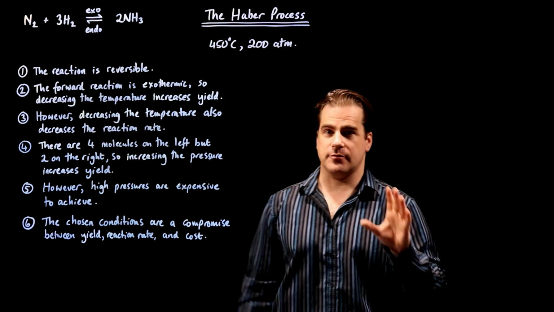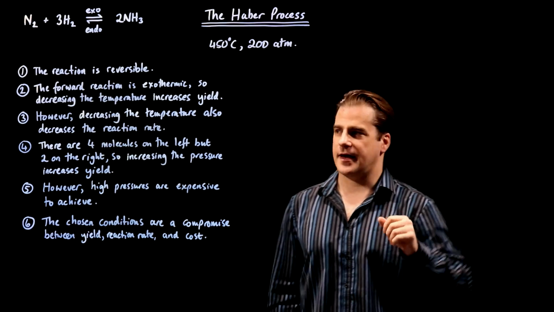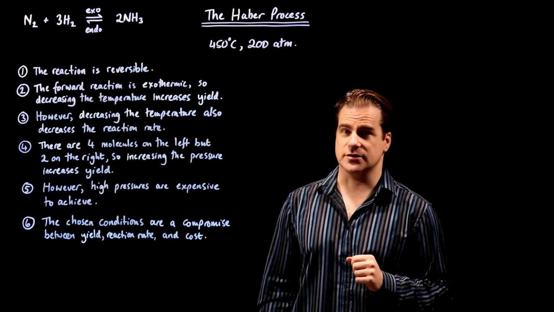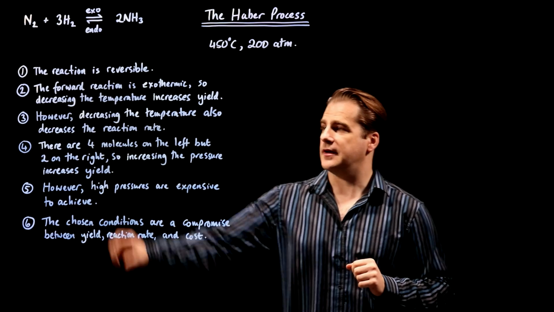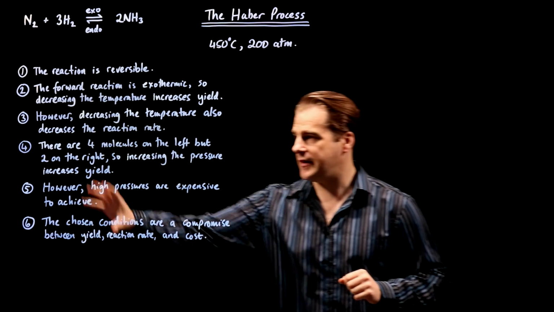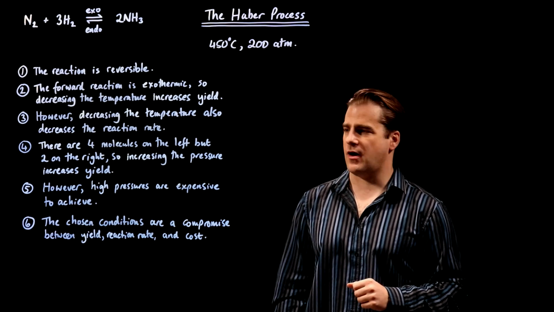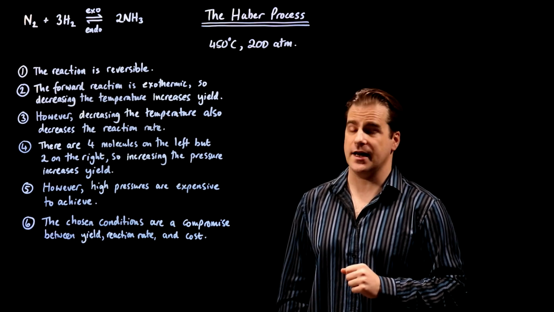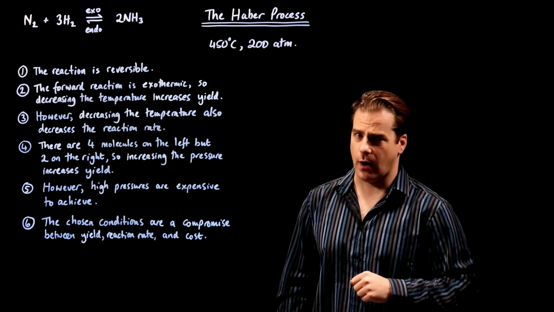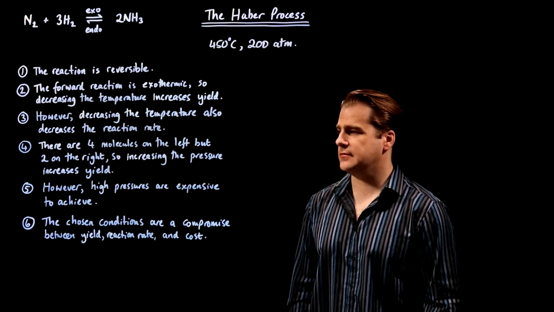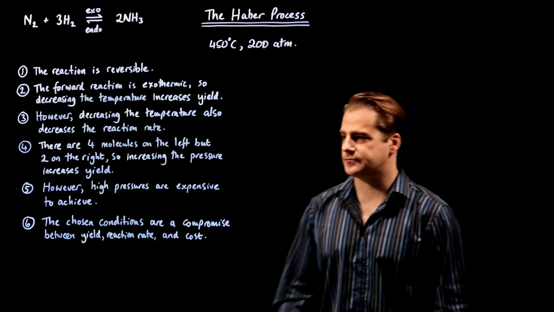So these two are the temperature things, they're connected. Then say, however, decreasing the temperature also decreases the reaction rate. And now we've dealt with temperature. Then these two are the pressure. There are 4 molecules on the left, but 2 on the right. So increasing the pressure increases yield. However, high pressures are expensive to achieve. And now you've dealt with pressure.